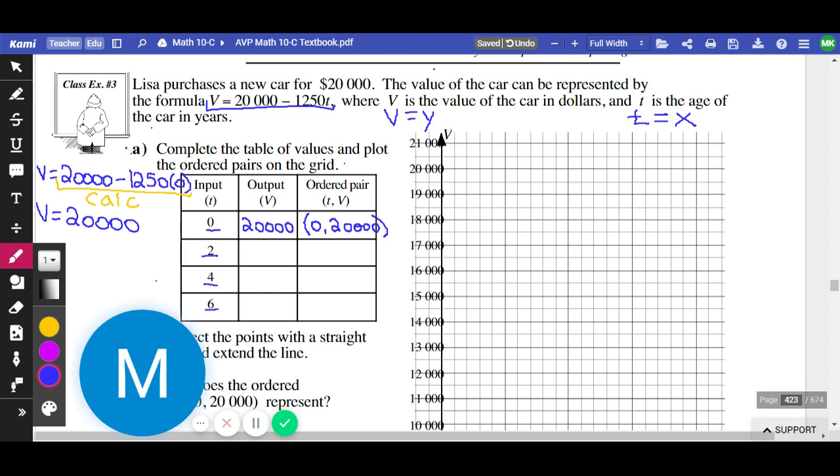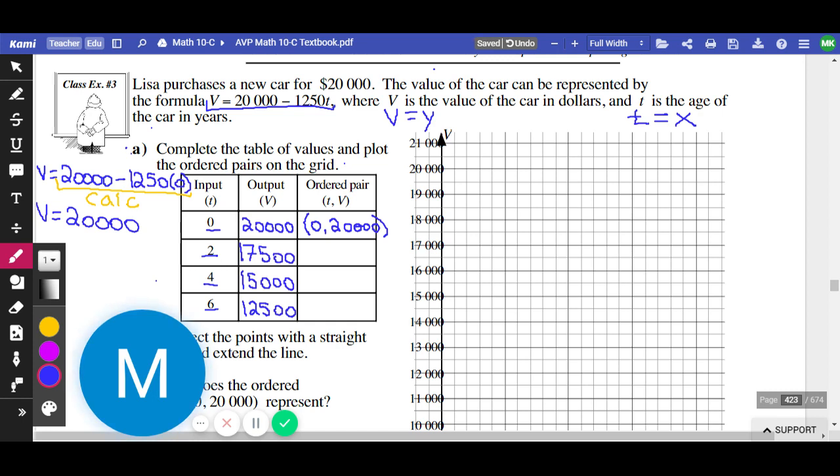You should do that 3 more times. Okay, so you're going to input the number 2, input the number 4, input the number 6. I'm going to show you what those answers are. So if I inputted 2, I should have got 17,500. If I input the number 4, I should have got 15,000 as my output. If I input the number 6, I should have got 12,500. And those would have been my 3 output values for those inputs.